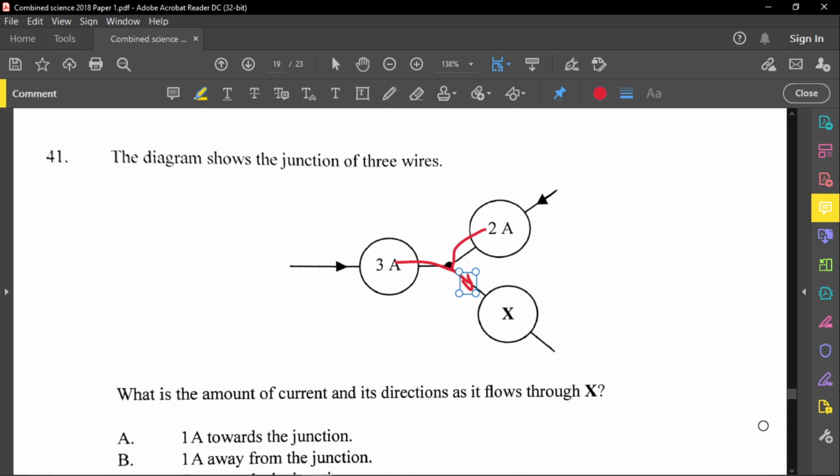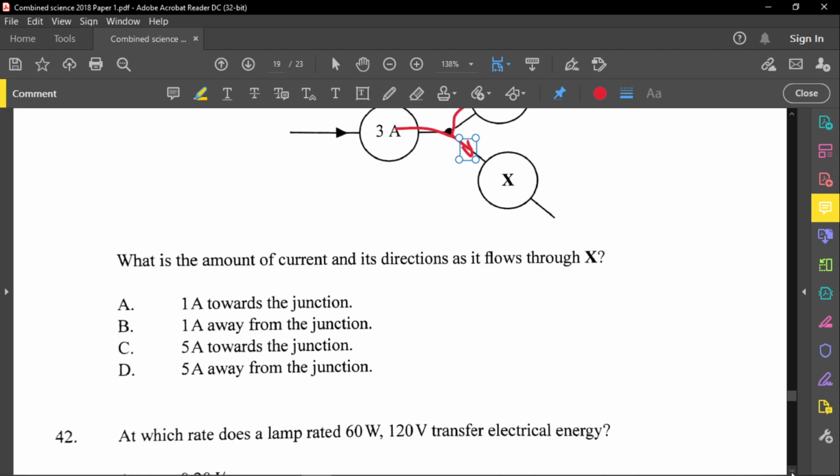So let's go down to see what our answer is there. It must be 5. And so between C and D, it says 5 amperes towards the junction, or 5 amperes away from the junction. And so you're going to go away from the junction because it's going into X, okay? All right, so 5 amperes away from the junction. Because what they mean by towards the junction is moving from X going that way, which is not true. So you come away from the junction into X, not towards the junction. All right.